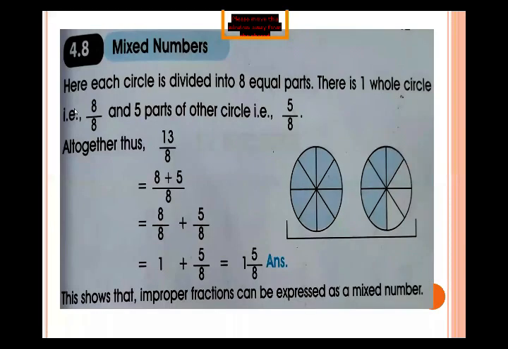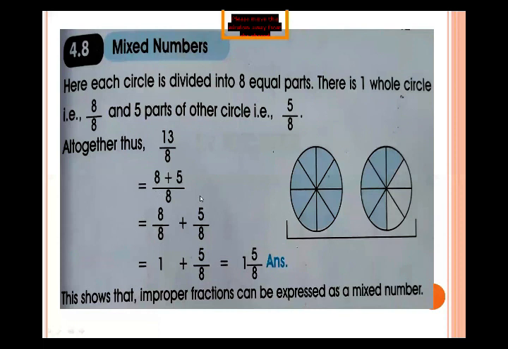Now, mixed number. Here each circle is divided into 8 equal parts. There is one whole circle, it means 8 upon 8, and 5 parts of the other circle is 5 upon 8. Altogether shaded parts are 13, and each shape is divided into 8 parts, common denominator 8. It means the fraction is 13 upon 8.